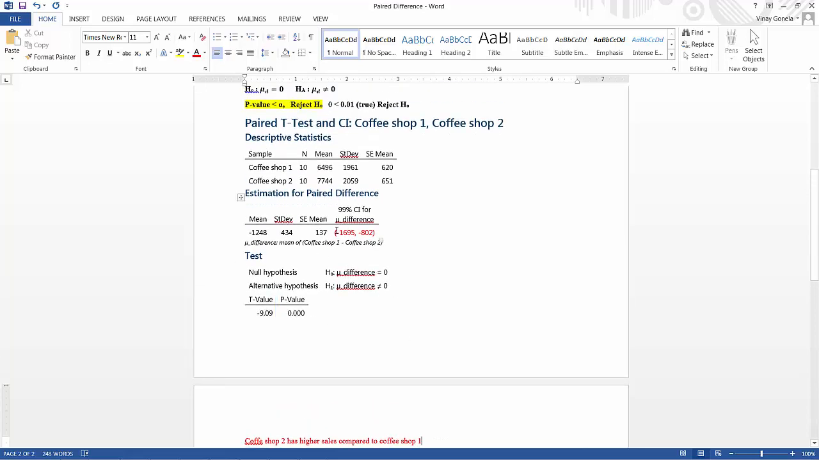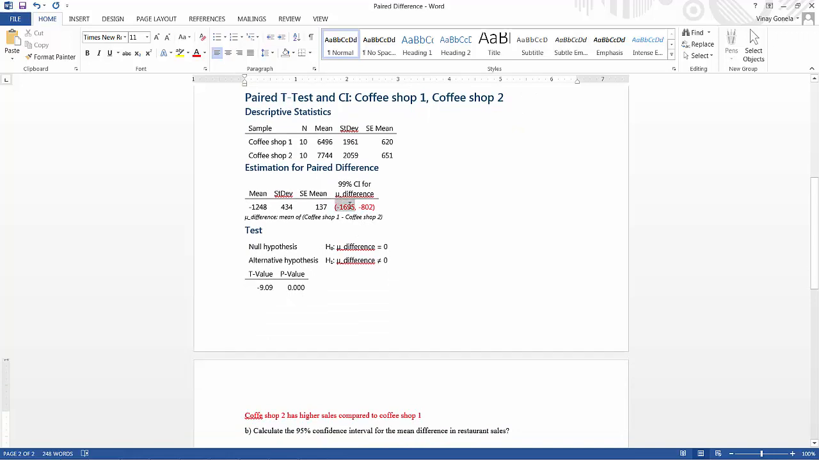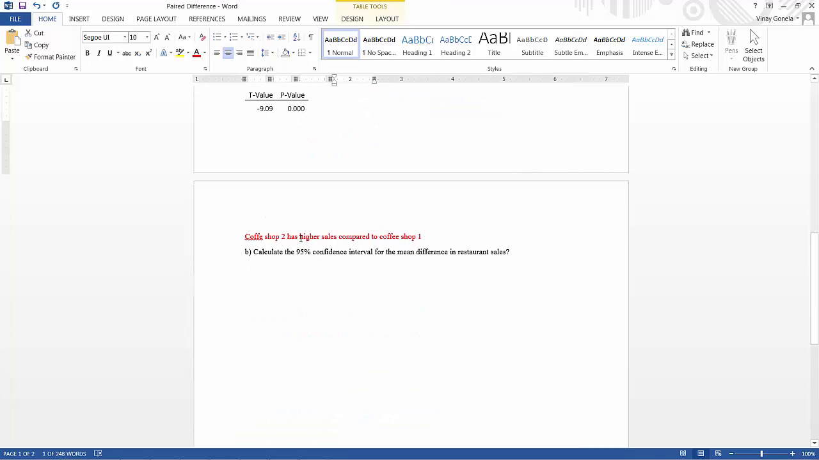So this difference is mu1, the first coffee shop, minus the second coffee shop. So if its lower bound is negative and the upper bound is negative for the difference, that means coffee shop 2 has higher sales compared to coffee shop 1.